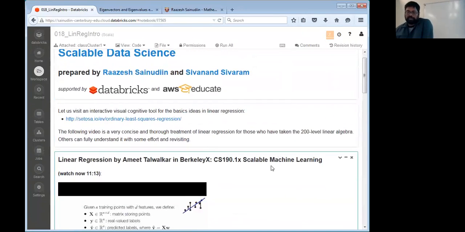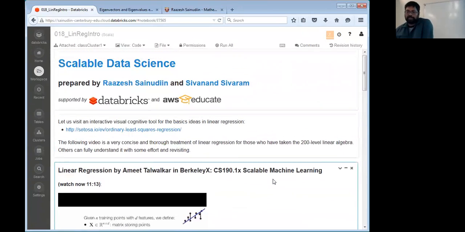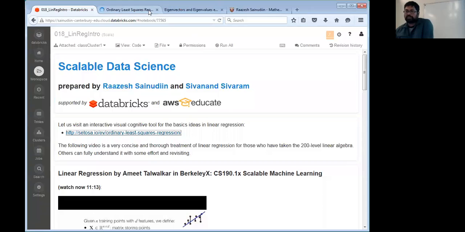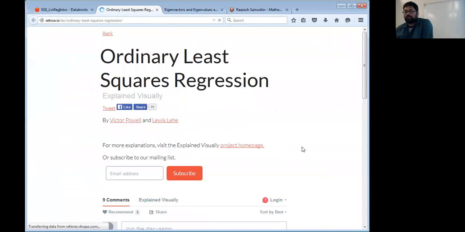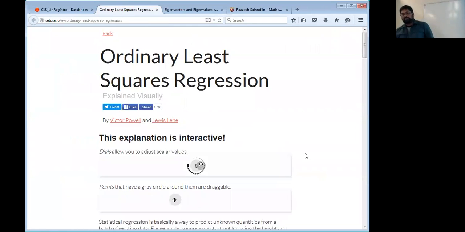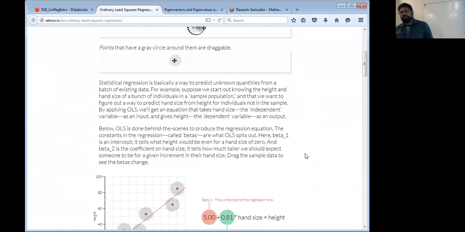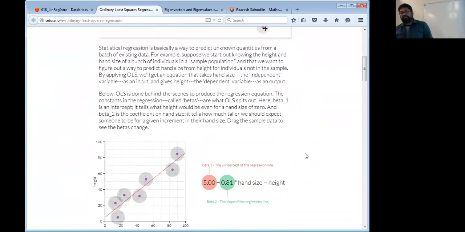If there's time, maybe we can go back to it, but I want to show you next least squares. This is our next stop in the machine learning world. So ordinary least squares. Once again, we'll go to this Berkeley interactive visualization site. So you can, again, adjust the scalar values by moving the points around and so on. Here's the basic idea of linear regression.